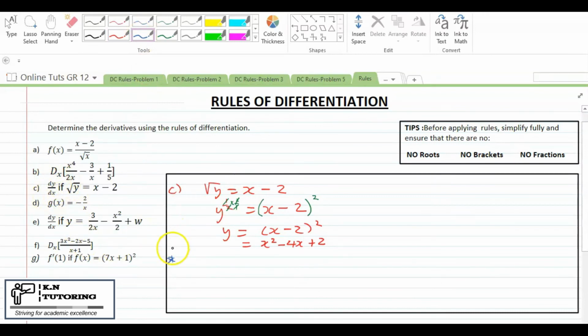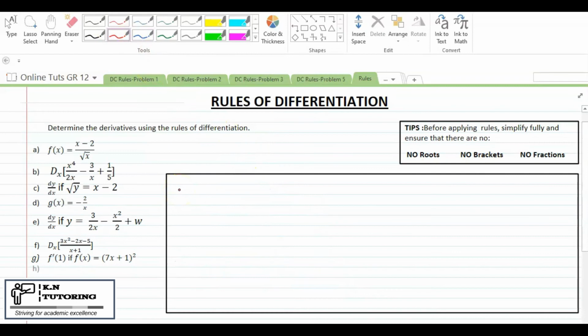notation that was asked. They say I must use dy over dx. Now you can directly use the rules and you will get 2x, 2 minus 1 is 1, minus 4x to the exponent 0. This is a constant, so the answer is plus 0. And any number raised to the exponent of 0 is 1. So this will be 2x minus 4.